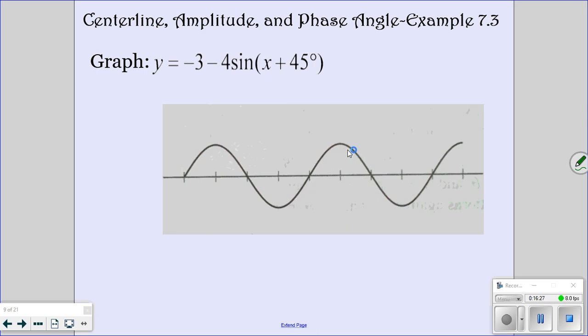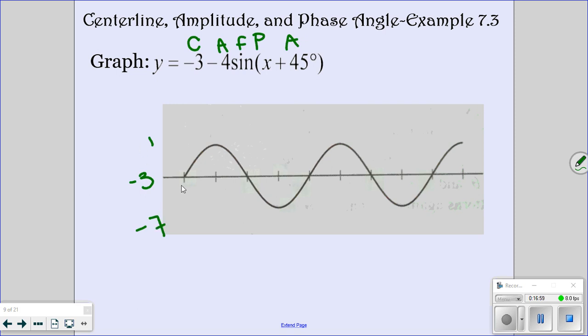Okay, so we're going to look at another one. We're going to start off with our center line, and then amplitude. Our function is sine. We don't have a period, but I'm just putting it for now. So center line is -3. The amplitude is 4. We're going to come back to that negative. So if we go up 4 and down 4, that puts you at 1 and -7.